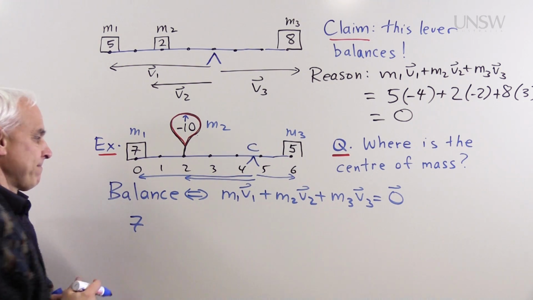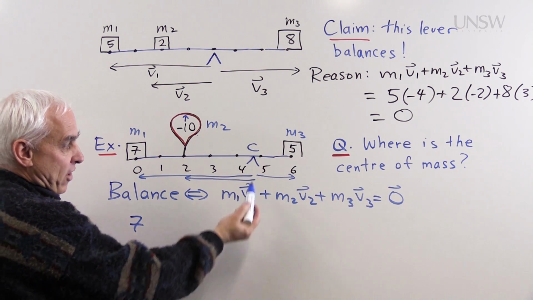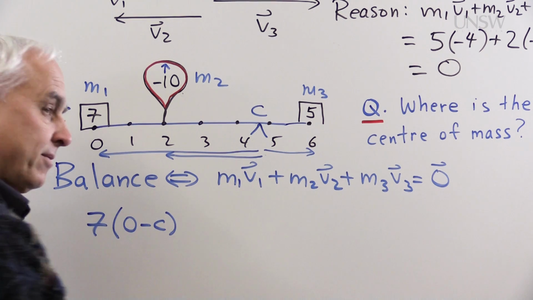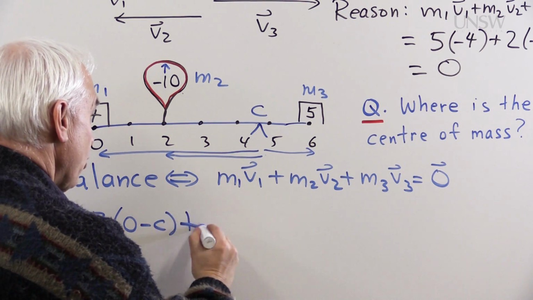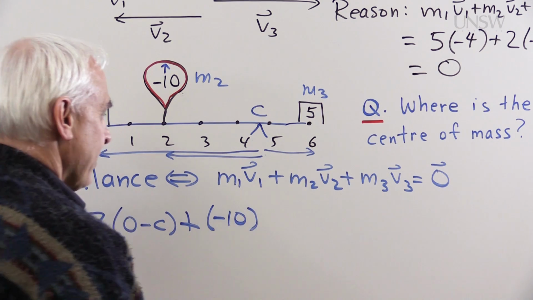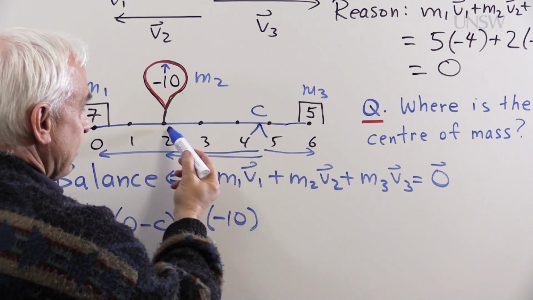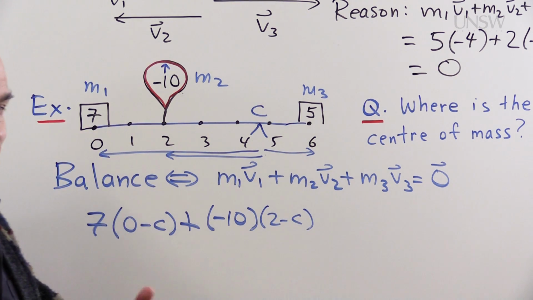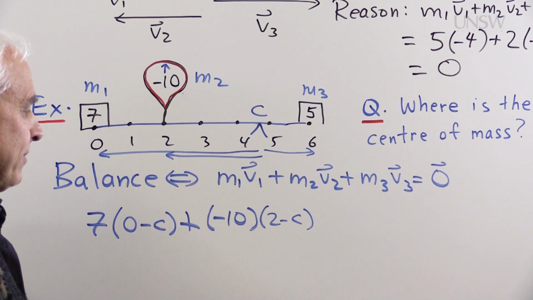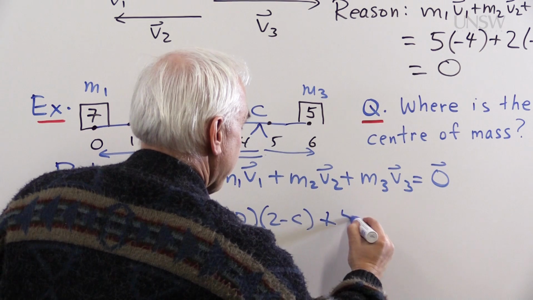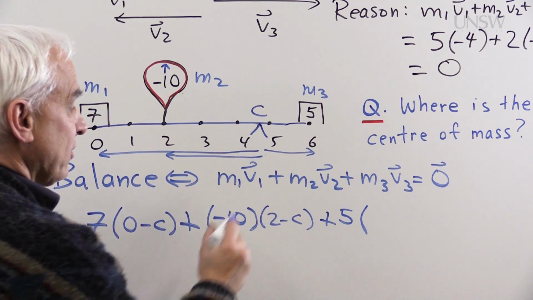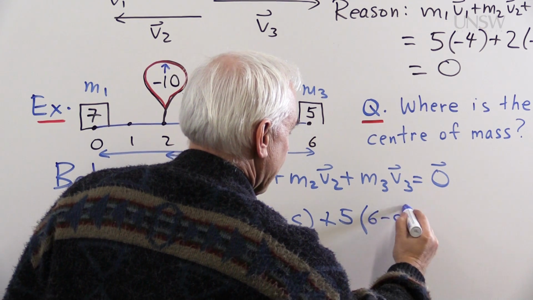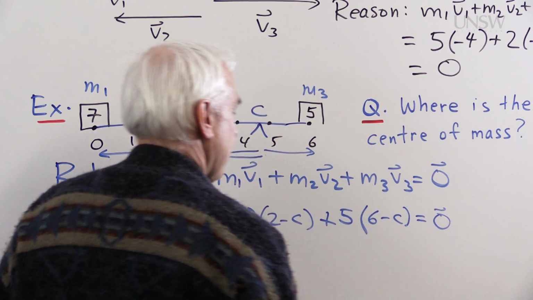m1 is 7. v1 is the vector from C to 0. So it's the vector 0 minus C. m2 is minus 10. And the vector v2 is the vector from C to 2. So it's final minus initial. That's how you find the vector from the endpoints. And finally, m3 is 5. We have to multiply that by the third vector v3 from C to 6. That's going to be 6 minus C. So all of that should equal the 0 vector.